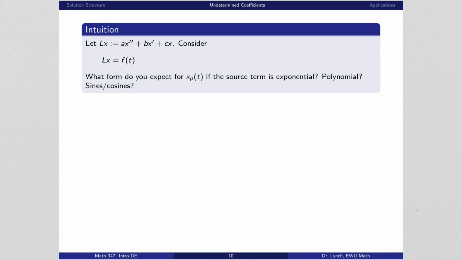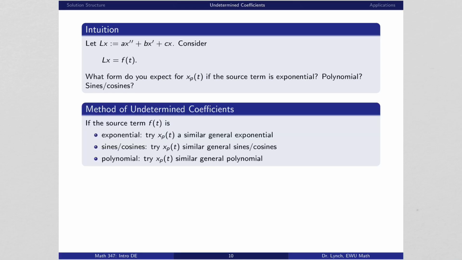Similarly, if f of t is a polynomial, the derivatives of polynomials are polynomials, so we would expect to have to use a polynomial. And it's similar even if f of t is of the form of a sine or a cosine. So we know that derivatives of sines and cosines give us back sines and cosines. So we would expect to have to use some sort of general form of sines and cosines. So here is the method of undetermined coefficients in a nutshell. If the source term f of t is an exponential, we'll try a particular solution that's what I'm going to call a similar general exponential. And we'll see what those two words, similar and general, mean in a minute.